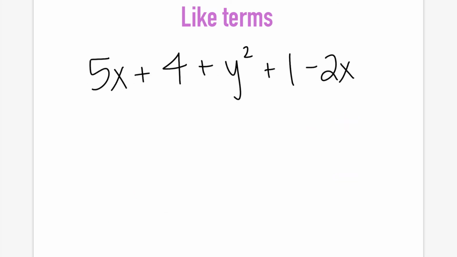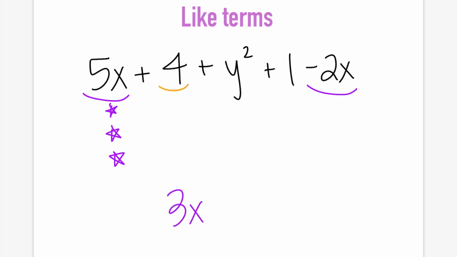5x tells us that we're going to have 5 of these unknown values, which I'm representing with stars. 5x can be combined with this negative 2x, right? These are like terms. And the negative 2x tells me I'm going to take away 2 of these. So when we combine the like terms with x's, we end up with just 3x.